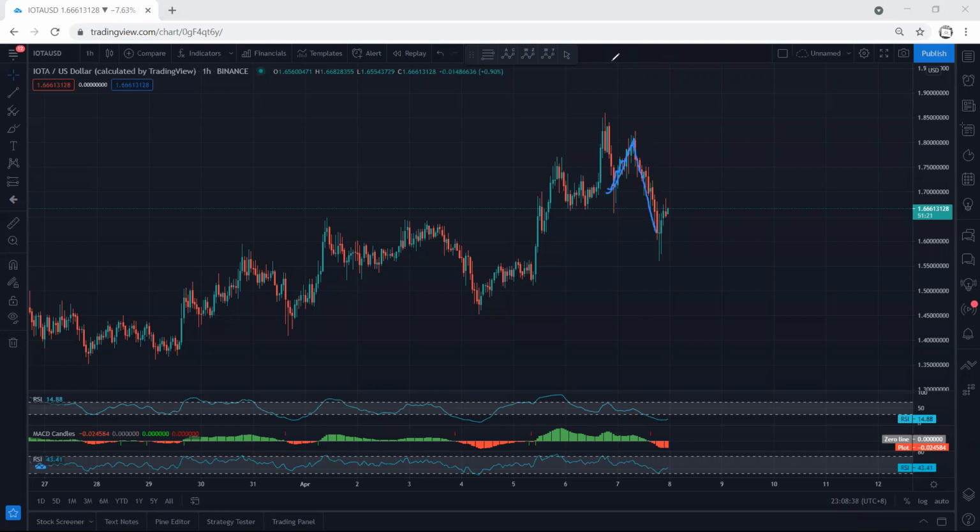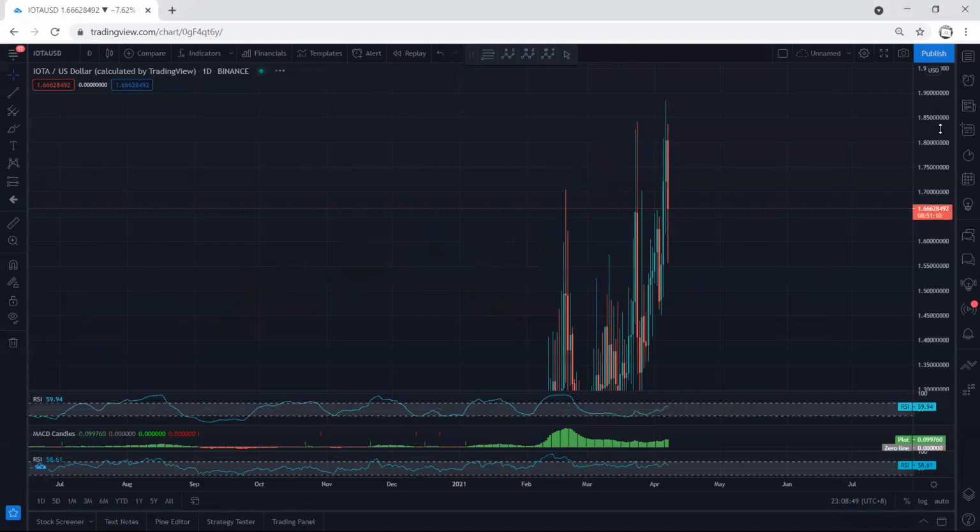Now the question is whether we should look for the reversal, because the way it is moving, if this one turns into a correction, we can expect a running flat. Now, how can we trade it? First of all, we start with the higher time frame. We start with the daily chart.